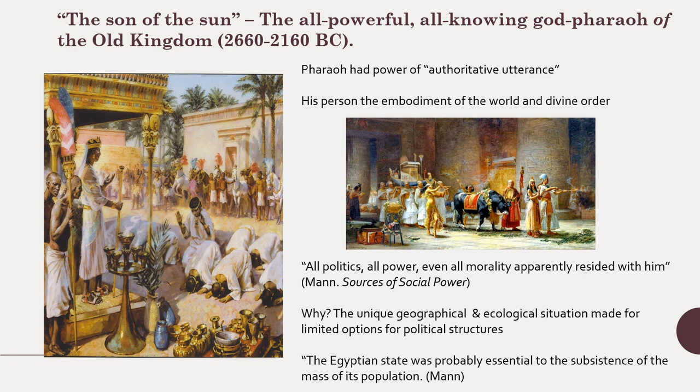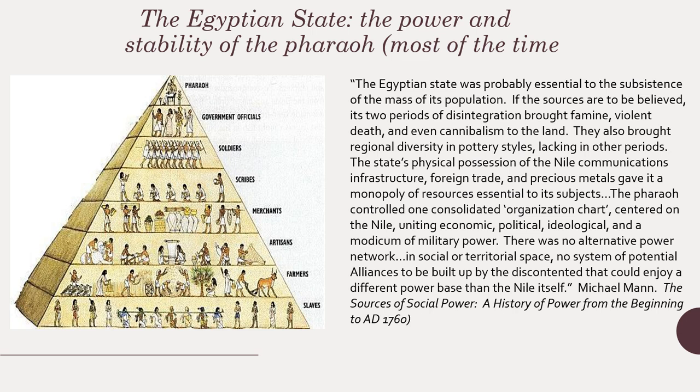Why did all this happen? Partly, I think, the unique geographical features and ecological situation made for limited options for political structures. Top-down, highly stratified societies with authoritative or authoritarian power at the top worked better in Egypt. Mann, again, says the Egyptian state was probably essential to the subsistence of its mass population. And we'll get back to that in the next quote here.